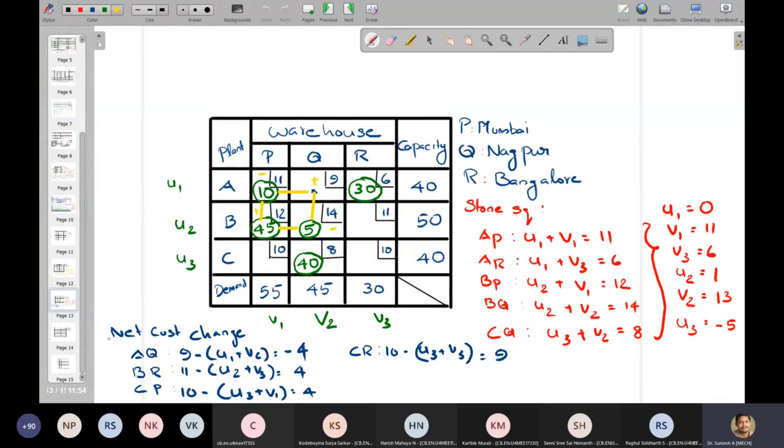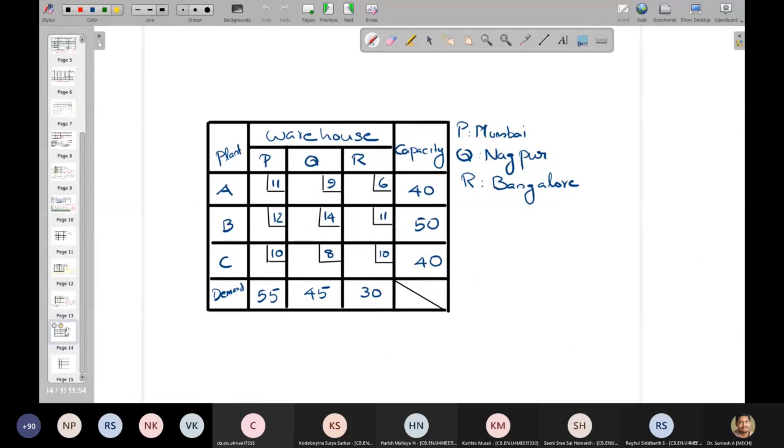So you will have the values like 5 here, 5 here, 30 here, 50 here, and 40 here. The new assignment.